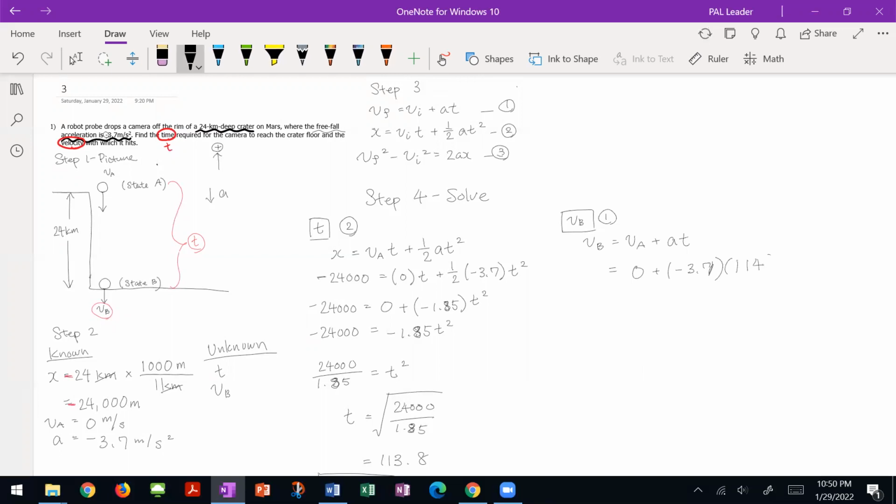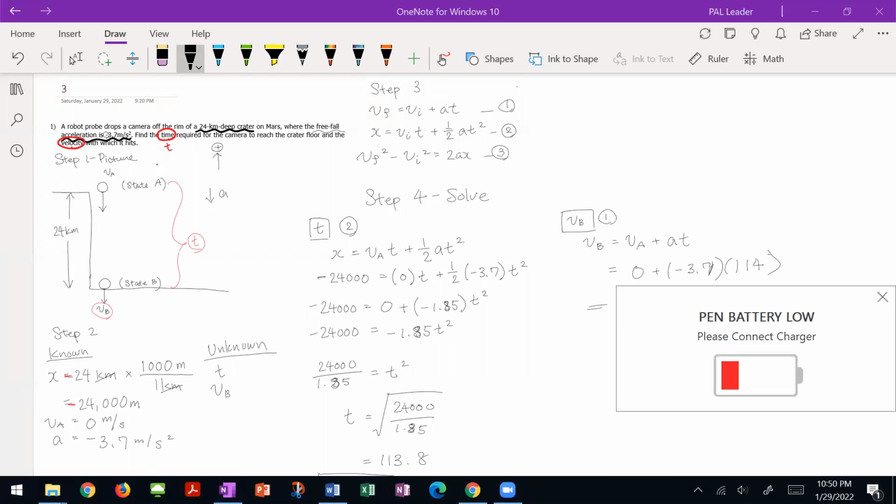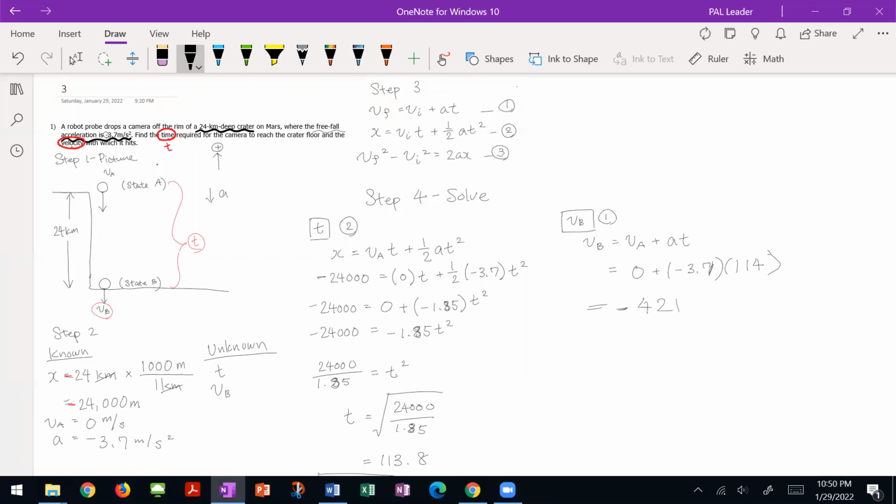Can you just put this in the calculator? And it should be something like negative 421 meters per second. I hope the negative makes sense because it's going down. When you solve with these equations, the signs that you get should correlate correctly with the problem. So if you got a positive right here, but we obviously know that it's not going upward, it's going downward, I would recheck your work to see if maybe you made a mistake somewhere.